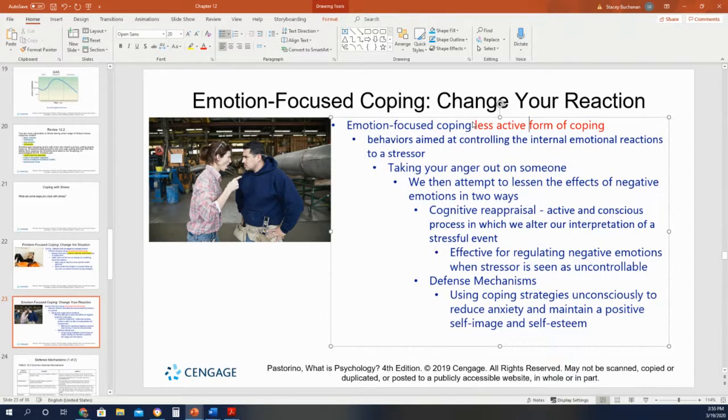Or defense mechanisms are also a form of emotion-focused coping. Taking your anger out on someone, definitely. Obviously not helpful in the long run, but you try to lessen the effects of the negative emotions. So one way you do it is through, I already mentioned this one, defense mechanisms, and we'll go through those in a moment. And another way you do this is through cognitive reappraisal.